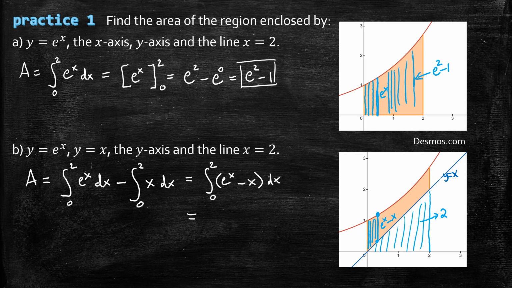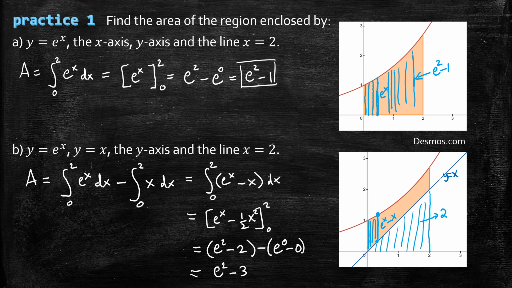The antiderivative of e to the x is e to the x. The antiderivative of x is x squared over 2. And then if we plug in 2, we get e squared minus a half of 2 squared, which is 4, so e squared minus 2. And then if we plug in 0, we get e to the 0 minus 0. If we simplify, e to the 0 is 1, so we get e squared minus 2 minus 1, which is e squared minus 3, which is what we predicted by just doing this geometrically.